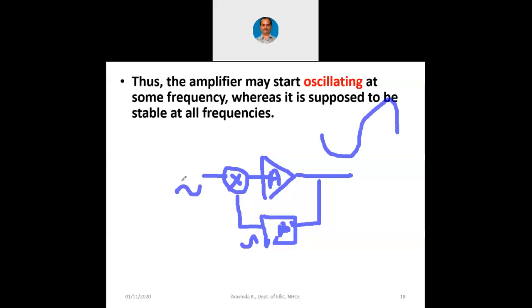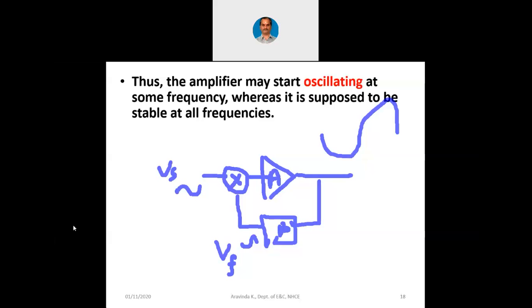You can see this is Vs now and this is Vf now. Now Vf is out of phase with Vs. That is why Vi was Vs minus Vf. So the gain was reduced and we had Af is A by 1 plus A beta. That was the equation which we had derived.